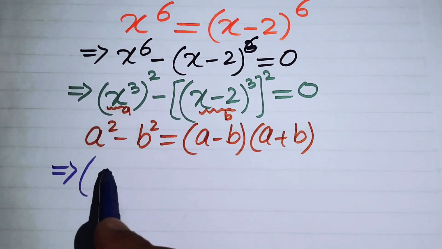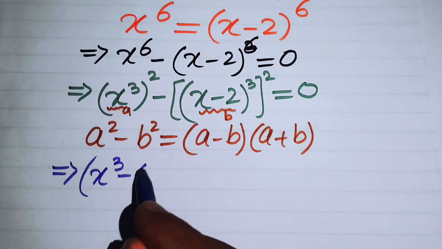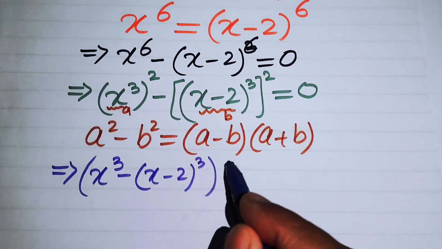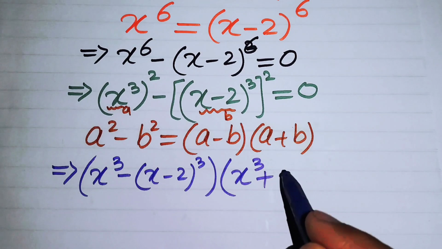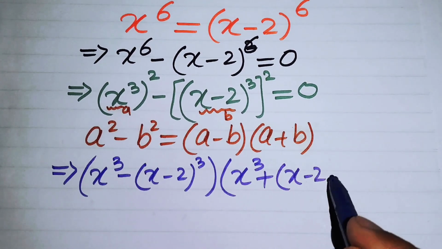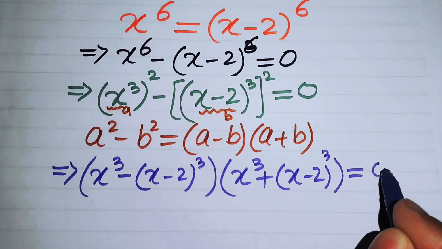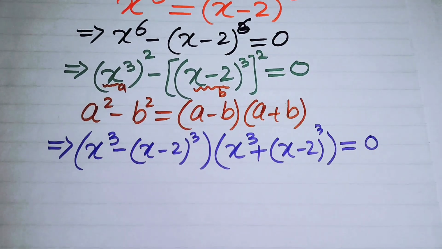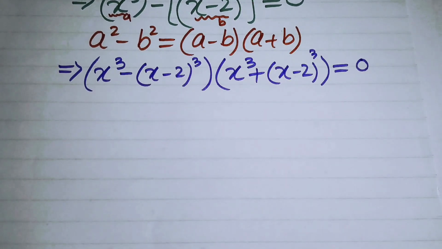So here we get (x cubed minus (x minus 2) cubed) into (x cubed plus (x minus 2) whole cubed), and it equals 0. So here you can get the output of this term. And now in the next step we have two cases.